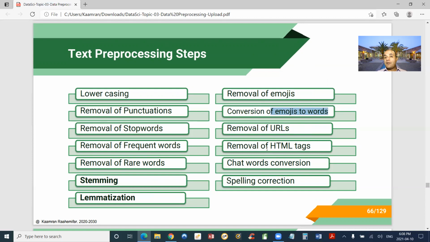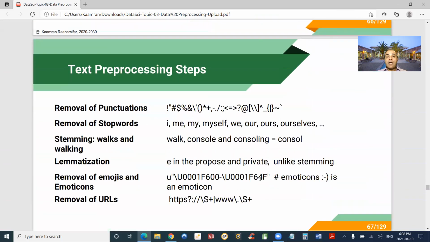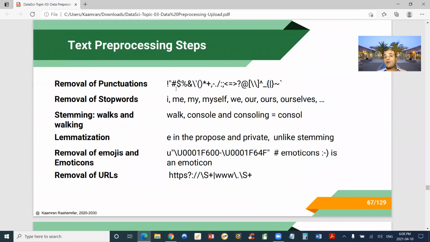We usually have a lot of links we provide, URLs, HTML tags, and then you have chat words conversion. I'm going to show you some of the wording, spelling correction, and so on. Now, take a look at this. For example, when we talk about punctuation, are these going to be important to you? Because they are on Twitter, on WhatsApp, on Facebook Messenger. Are these important to you? Me, my, I, myself, our, ours, things like that.